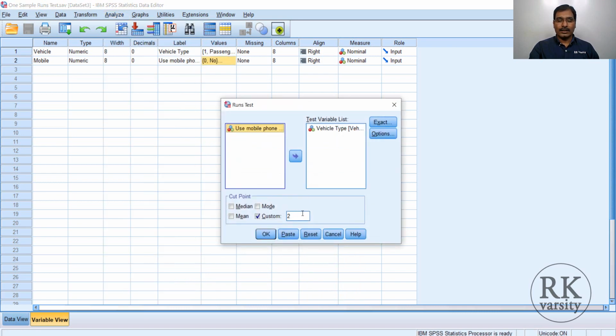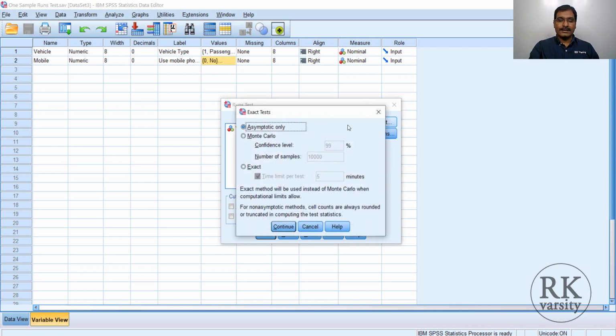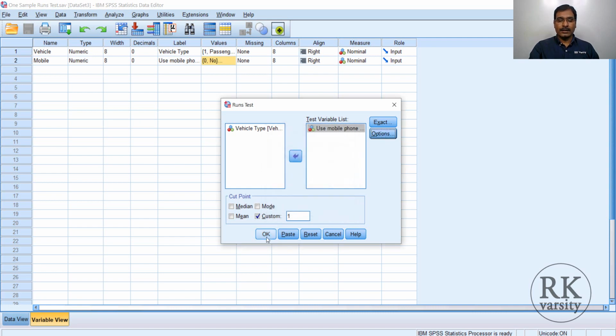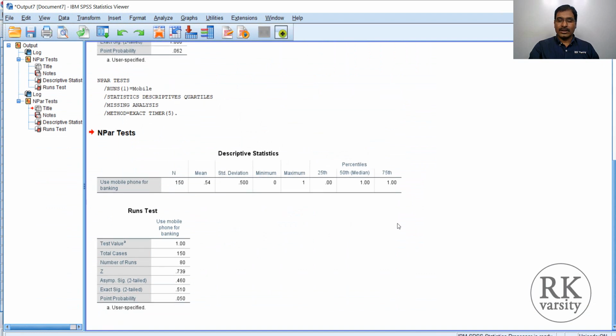Already you calculated the previous one, reset this. Now choose use mobile, then send this to the test variable list, uncheck median, check custom. So here your responses are 0 and 1. So 1 is the highest. So we enter the 1 here. Then exact, select exact, then continue, and your options. So your descriptive as well as quartiles. Click continue and click OK. So here are the results.